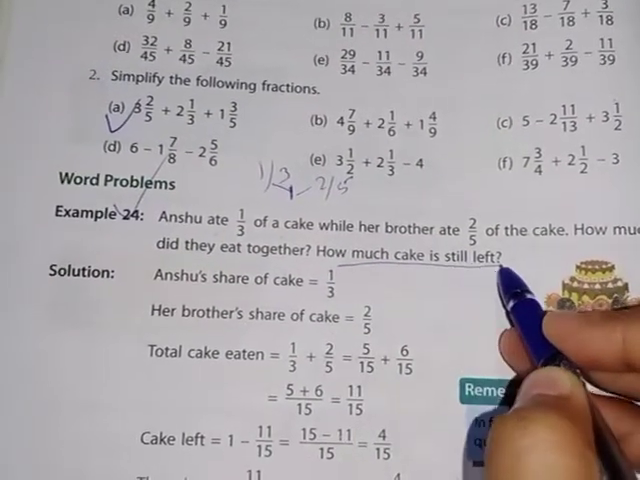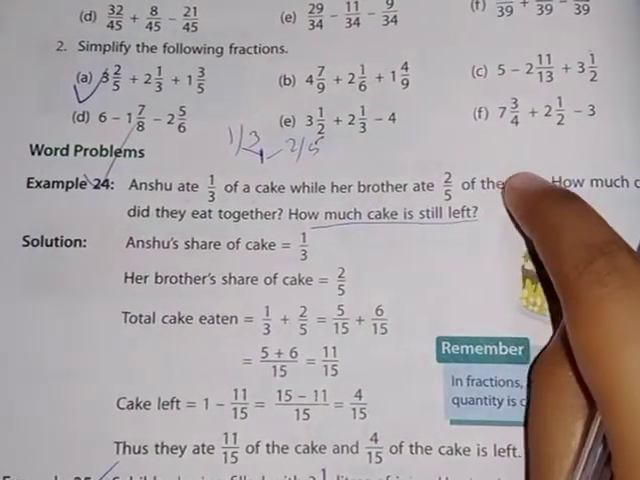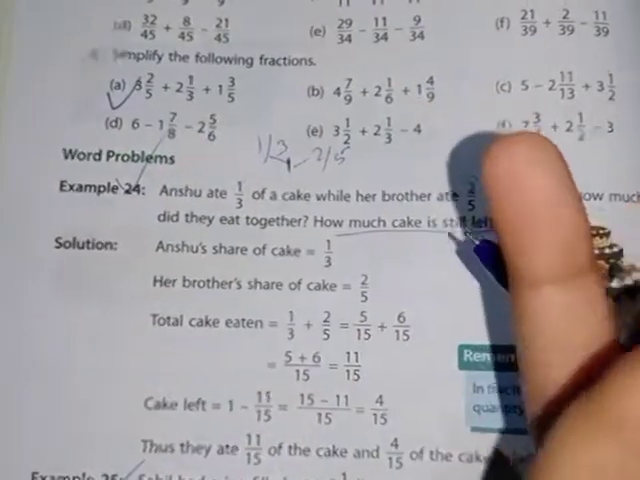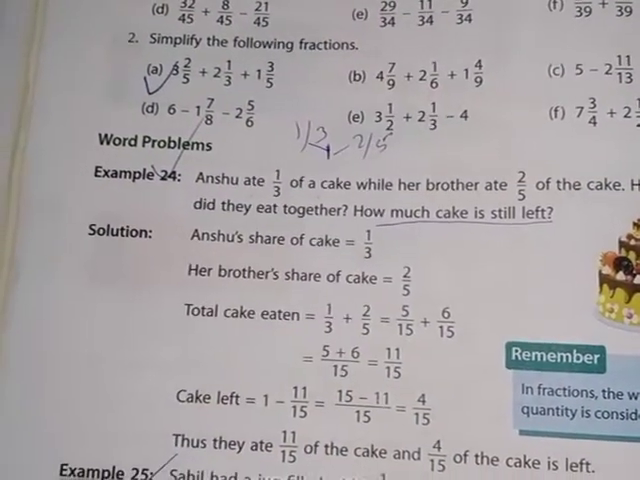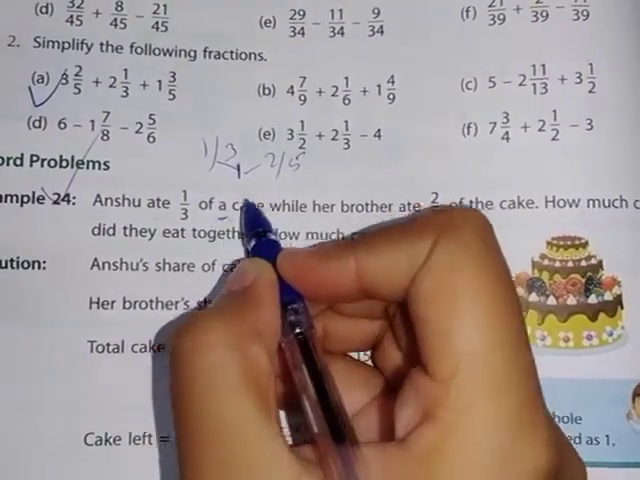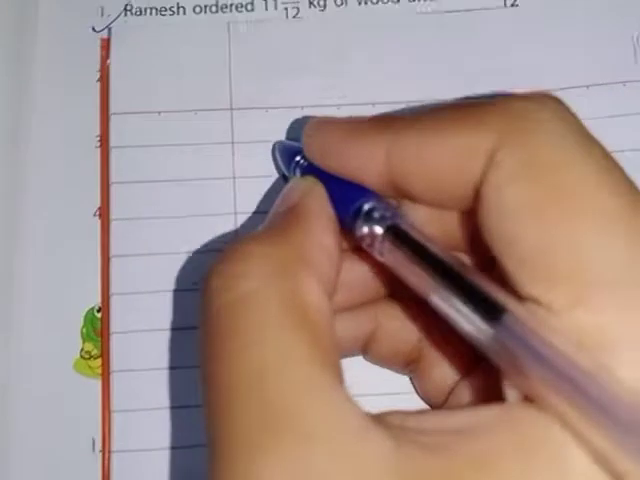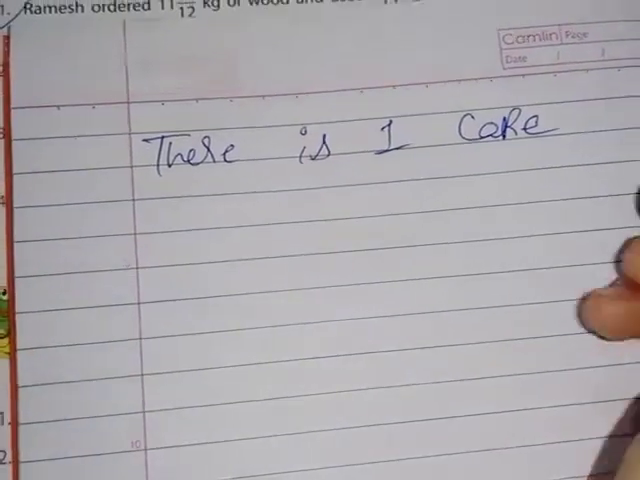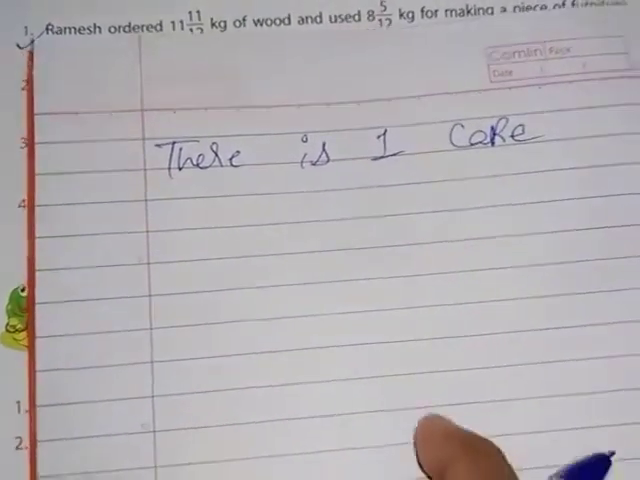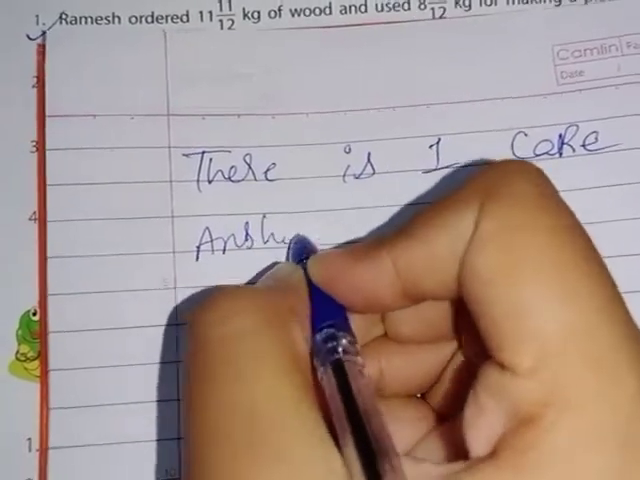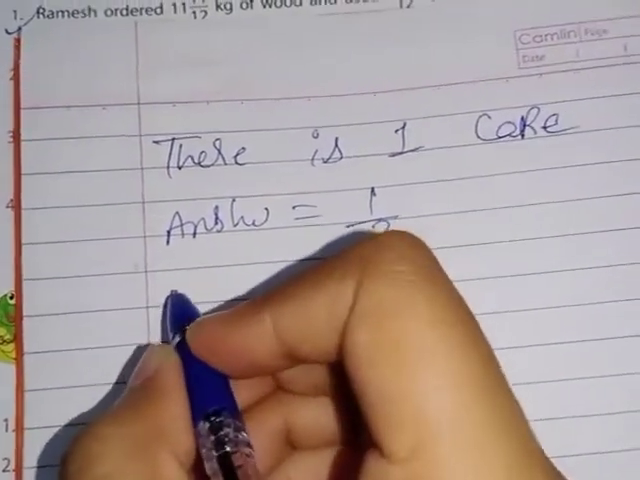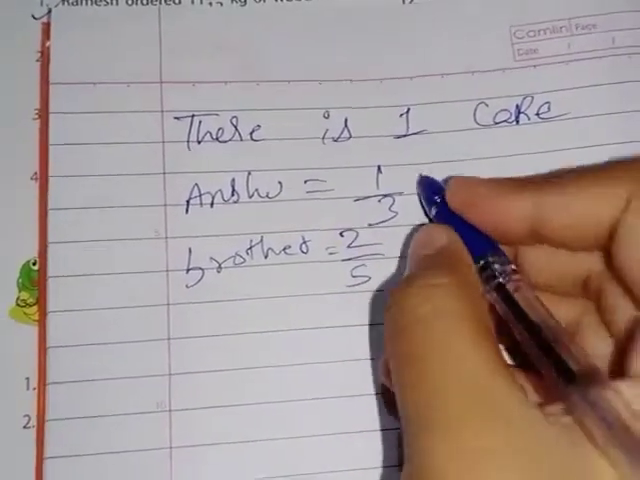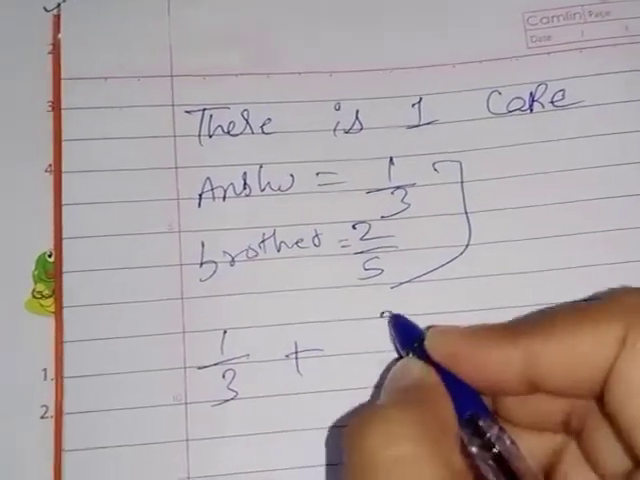This particular point is very important to note down, because here it is not written what was the total cake from which they ate this much and how much is left. Okay, so for such type of question, keep in mind a refers to one cake. What we will consider here is there is one cake. Got it? Now of this one cake we will solve that. Anshu, she ate 1/3 and her brother, he ate 2/5. Then their total it is asked, that is 1/3 plus 2/5.